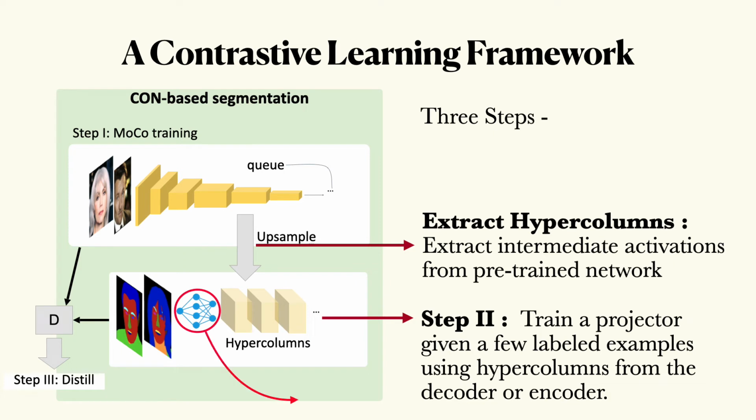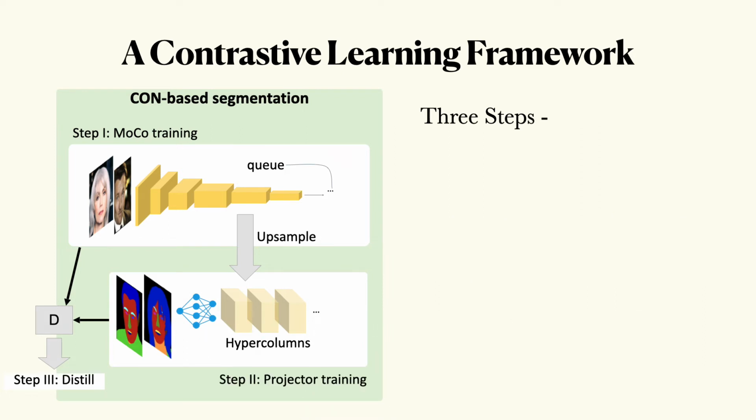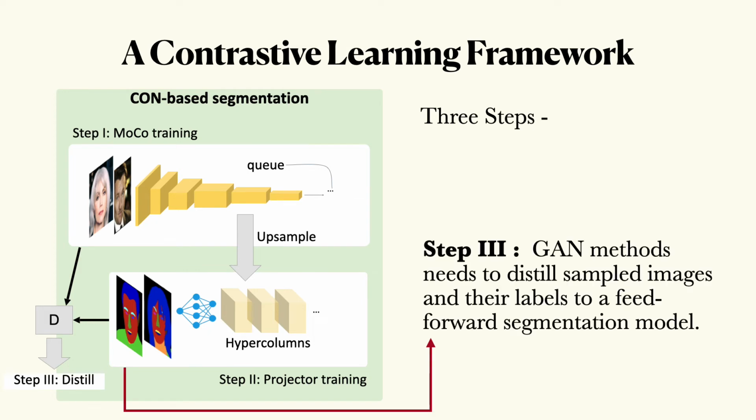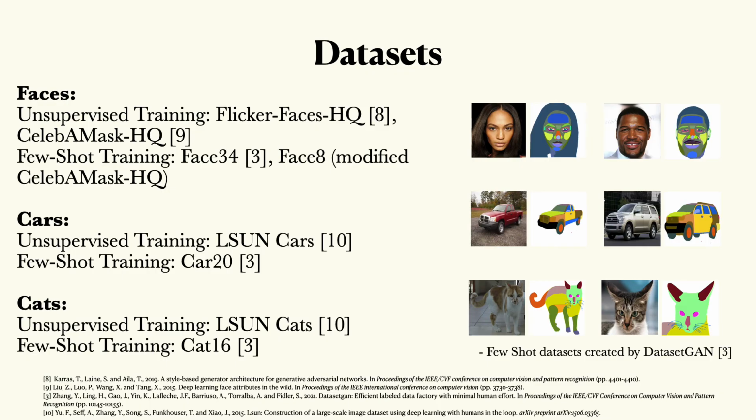Now the projector network has two variations in our experiments, which are the MLP and the CNN. For efficient inference, GAN methods need to create a dataset by sampling images and corresponding labels using the framework in steps 1 and 2, and then distill this dataset to an off-the-shelf feed-forward segmentation model. This is optional for our contrastive method as the model is feed-forward and inference is possible directly using steps 1 and 2. For training and evaluation, we use the following datasets.